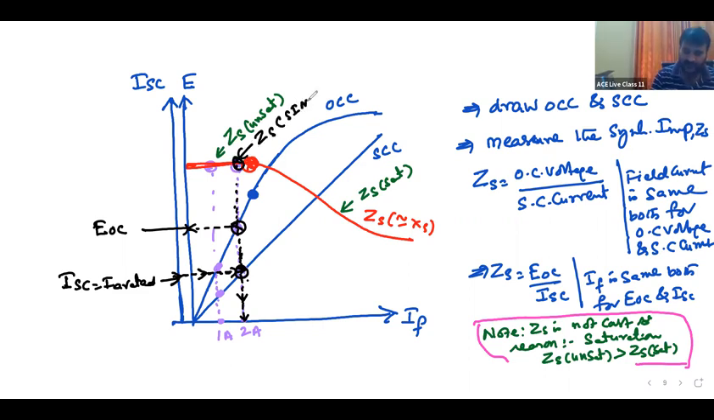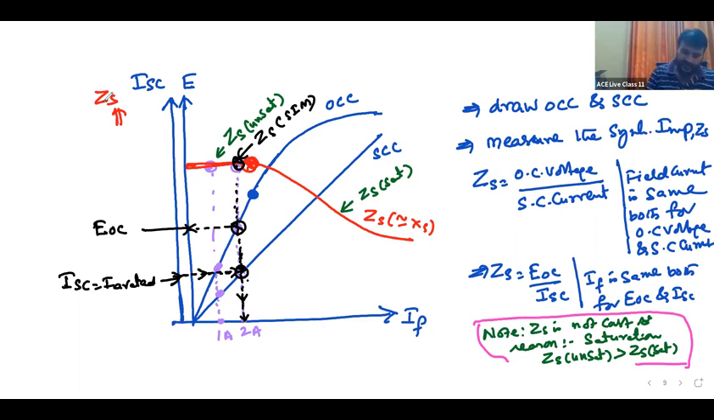What is the ZS? ZS is also on the y-axis. I am drawing ZS, the variation of ZS with respect to field current.